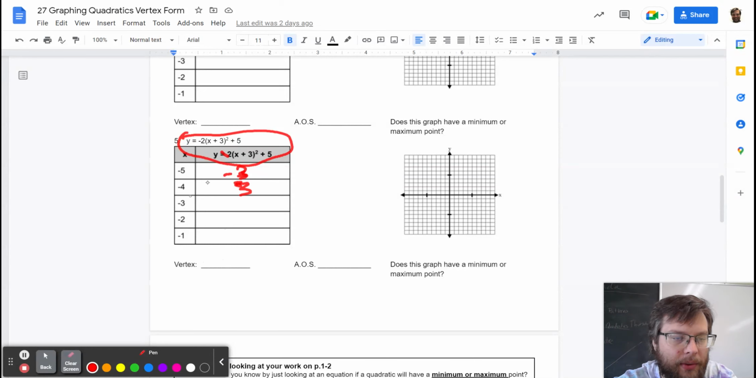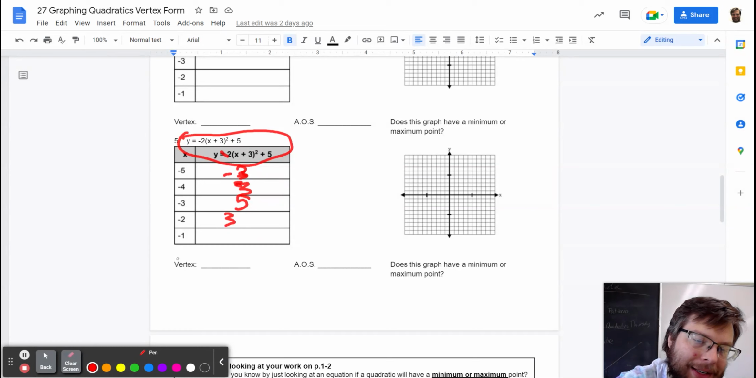Next up is negative 3. Negative 3 plus 3, 0. Square that, 0, times negative 2, 0, plus 5 equals 5. Next up, negative 2. Negative 2 plus 3 is 1. Square that, 1 times negative 2, negative 2 plus 5, 3. Last up, negative 1 plus 3 is 2. Square that, 4 times negative 2, negative 8 plus 5, negative 3.